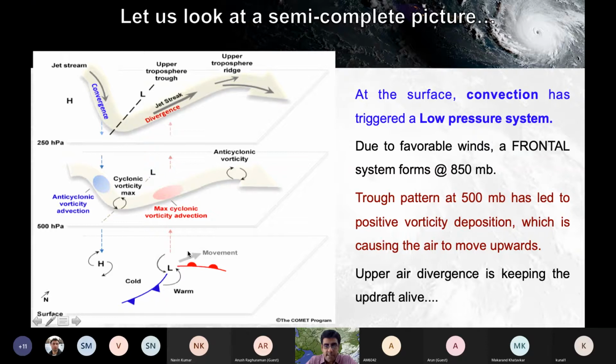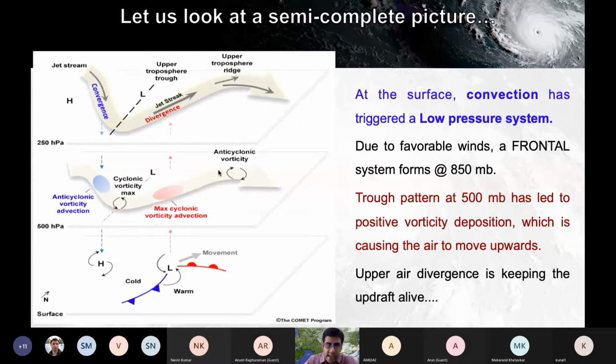So either the low pressure breaks down or the upper level divergence breaks down, because if the upper level divergence breaks down, then there is nothing. Assume that upper level divergence is not there, then it's like a wall. So that wall will just keep this air hitting and moving down. At some point of time, the system will decay.